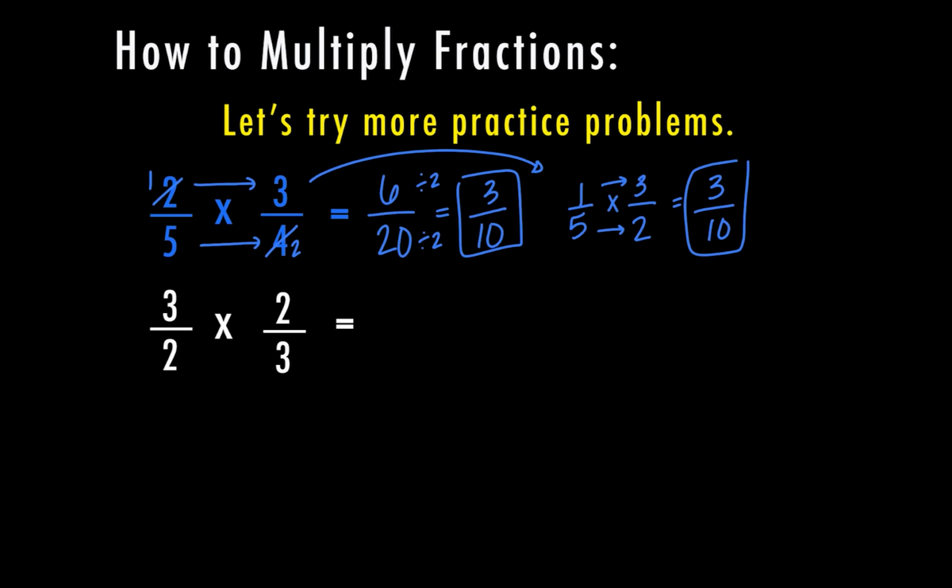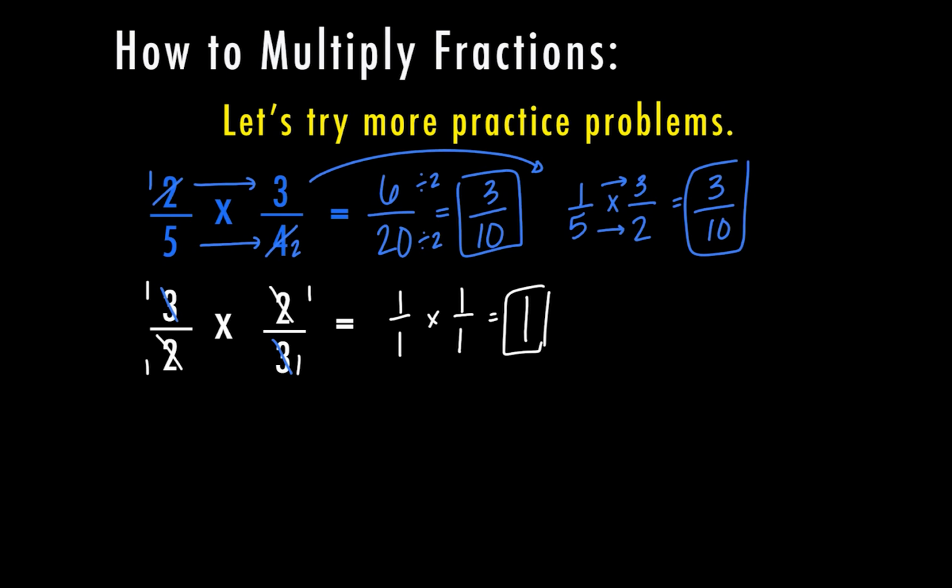So I can reduce 3 and 3. It's the same number, so that equals 1 and 1. I can reduce 2 and 2, which also equals 1 times 1. So now I have 1 over 1 times 1 over 1, which equals 1 whole.